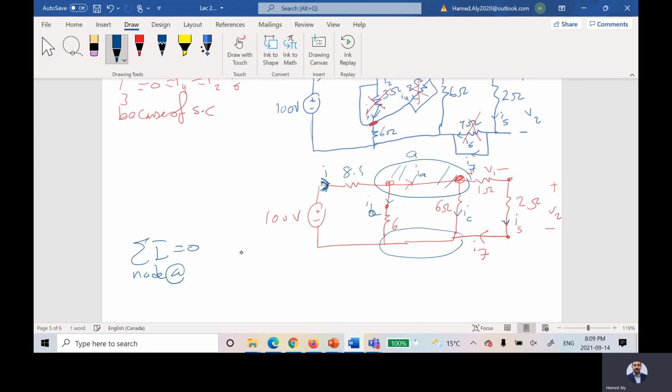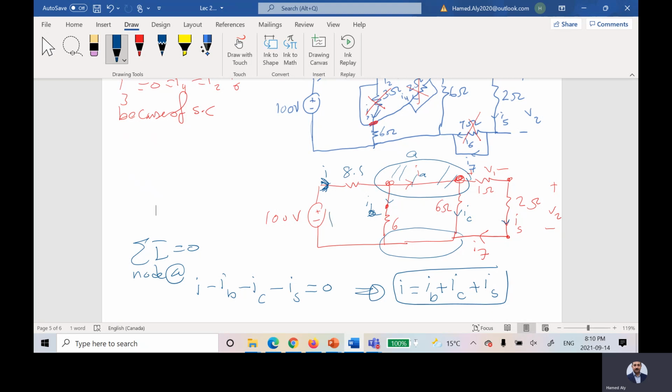This current is entering, its sign is positive by assuming the current that will enter will have positive sign. And the current that will leave will have negative sign: I minus IB minus IC minus I5 is equal to 0. Now, based on that, I can say I equals IB plus IC plus I5. And whenever I'm seeing I, I'm going to substitute it by IB plus IC plus I5.